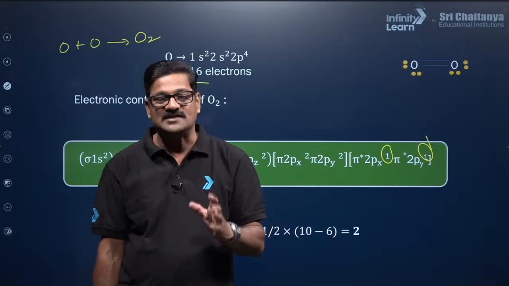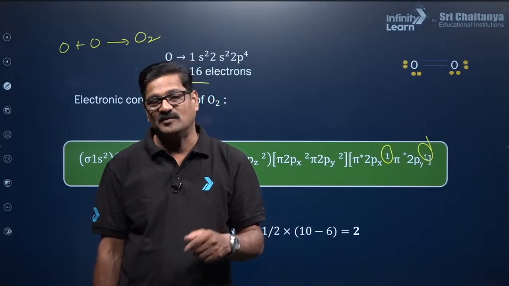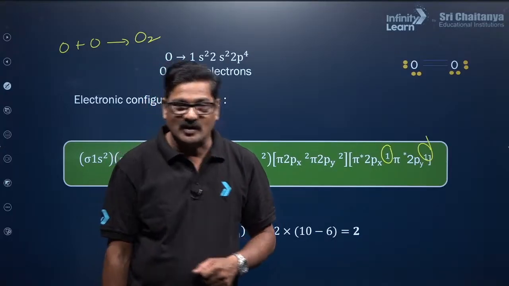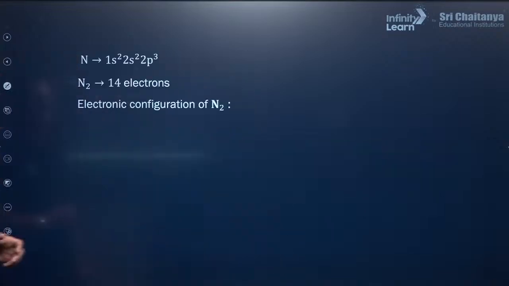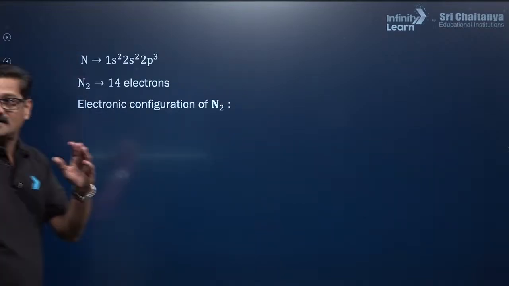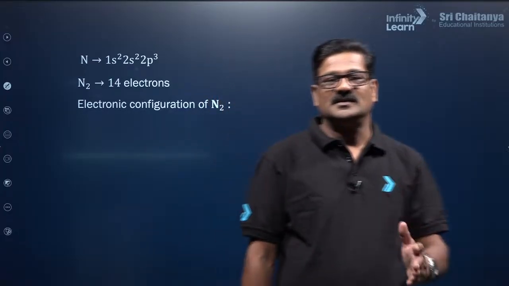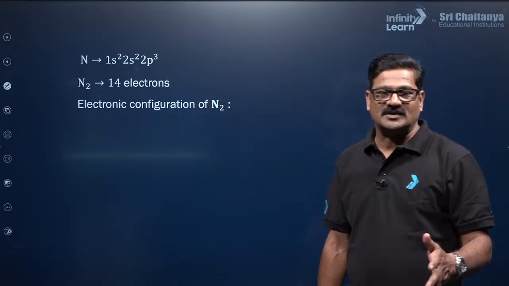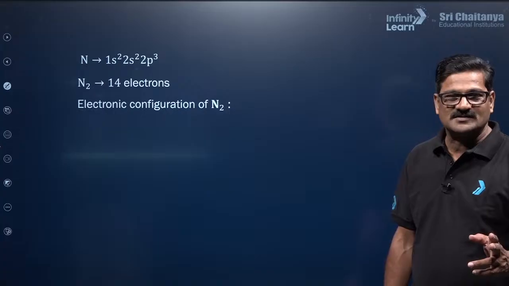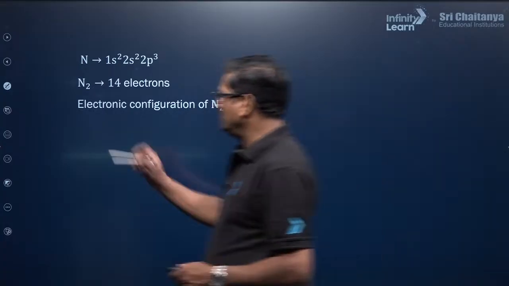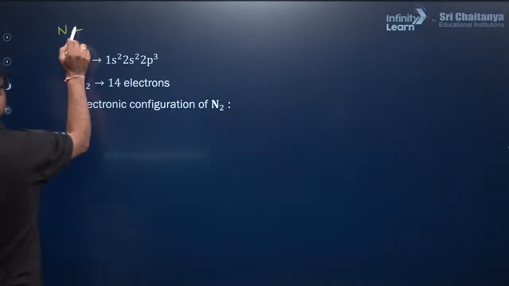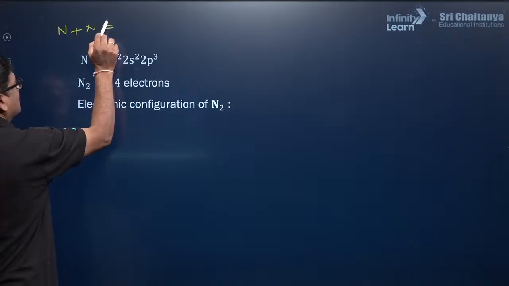And you know, this bond order can tell you the stability of the molecule as well. I'm going to show you that. Now nitrogen: 1s2, 2s2, 2p3. Total 7 electrons are there. Two nitrogens together, nitrogen plus nitrogen, give rise to the nitrogen molecule.